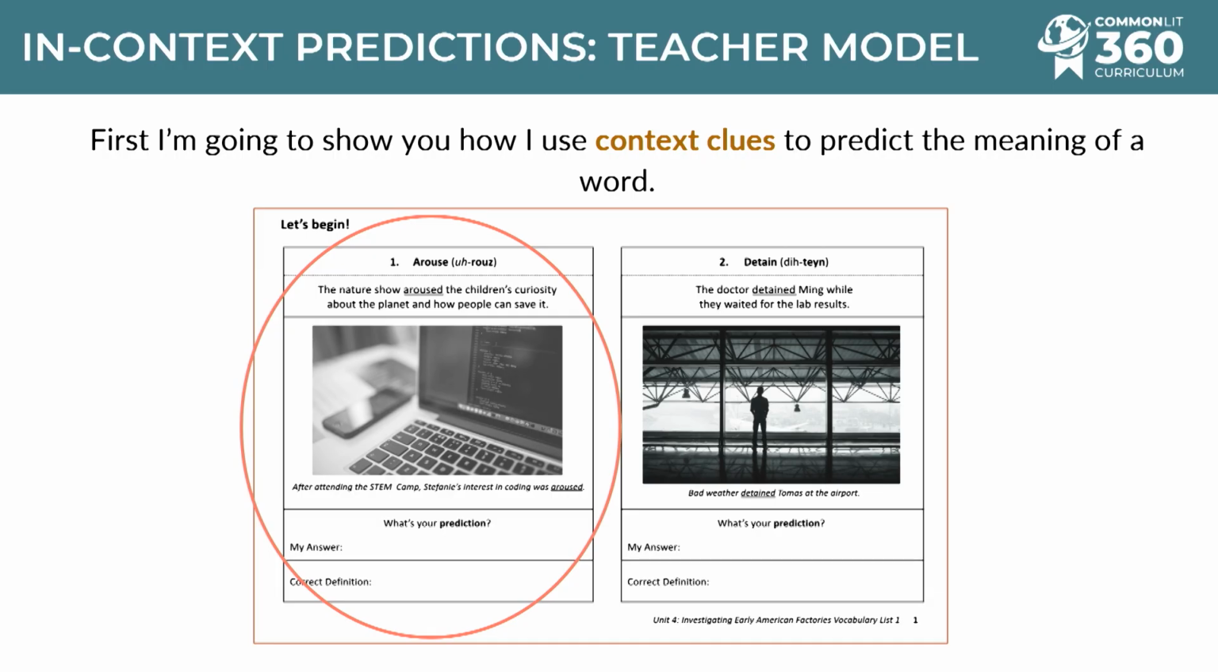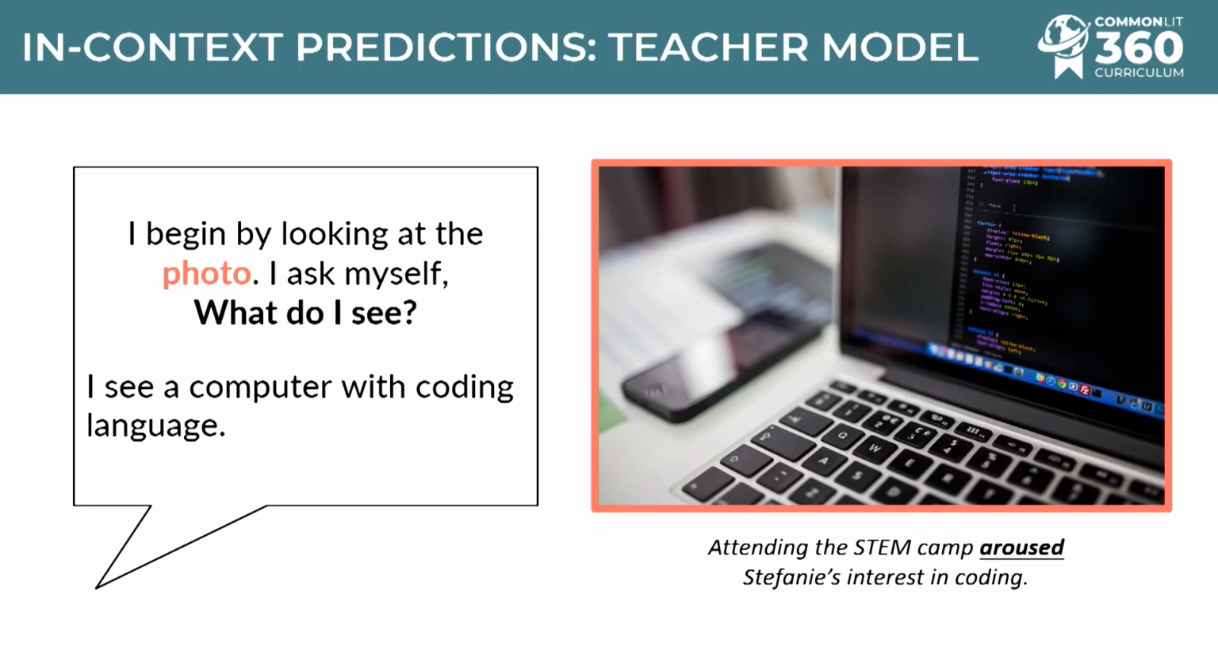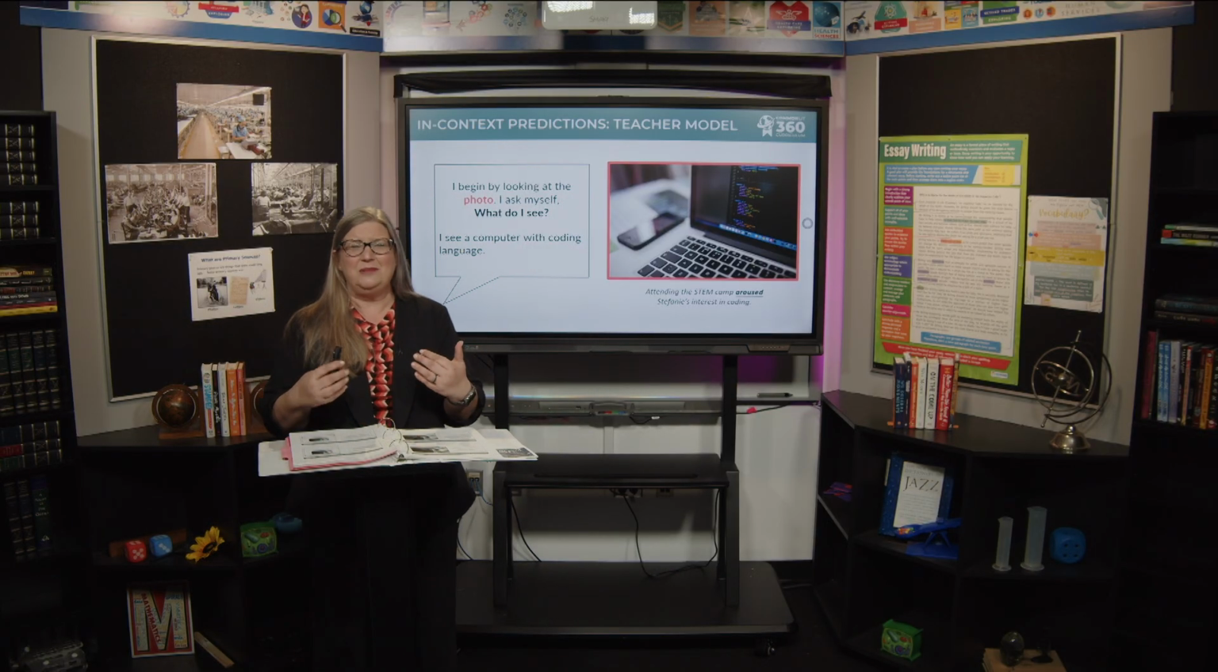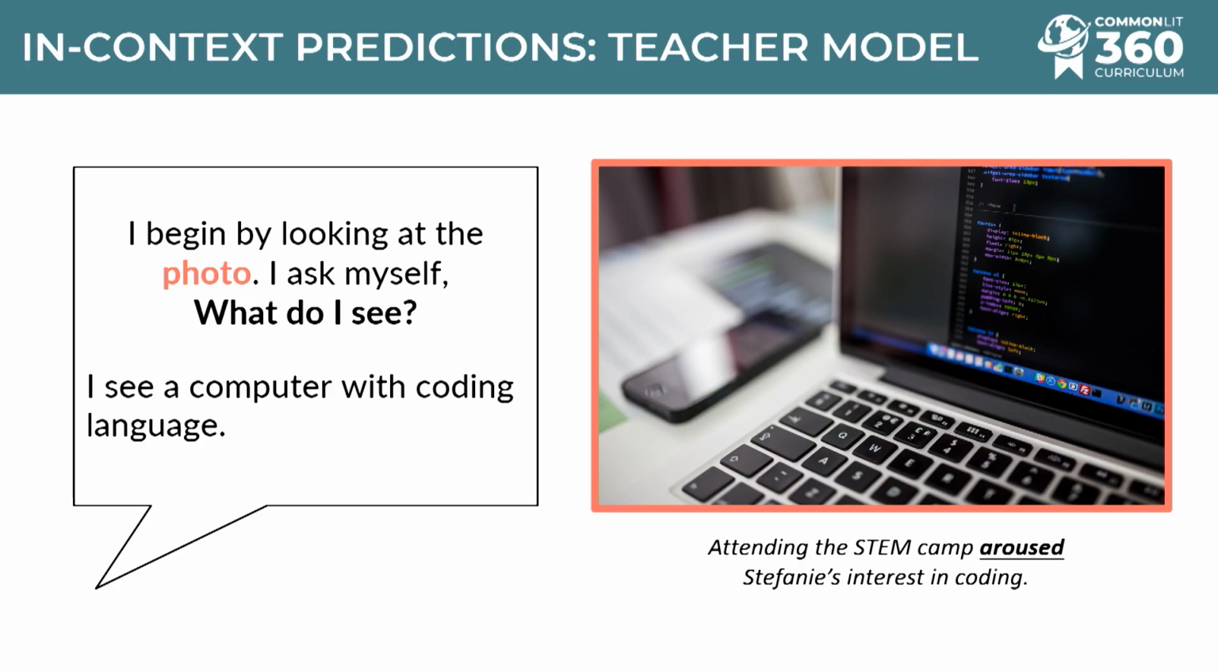All right. First, I'm going to show you how I use context clues to predict the meaning of a word. I begin by looking at the photo and I ask myself, what do I see? On the screen in front of me, I see a computer with coding language. Now, if you look closely, you will see that those aren't real words on that screen. So I'm assuming that that's coding language, okay? And so the sentence says, attending the STEM camp aroused Stephanie's interest in coding. Well, that kind of helped me understand that the photograph and the word must be coding.